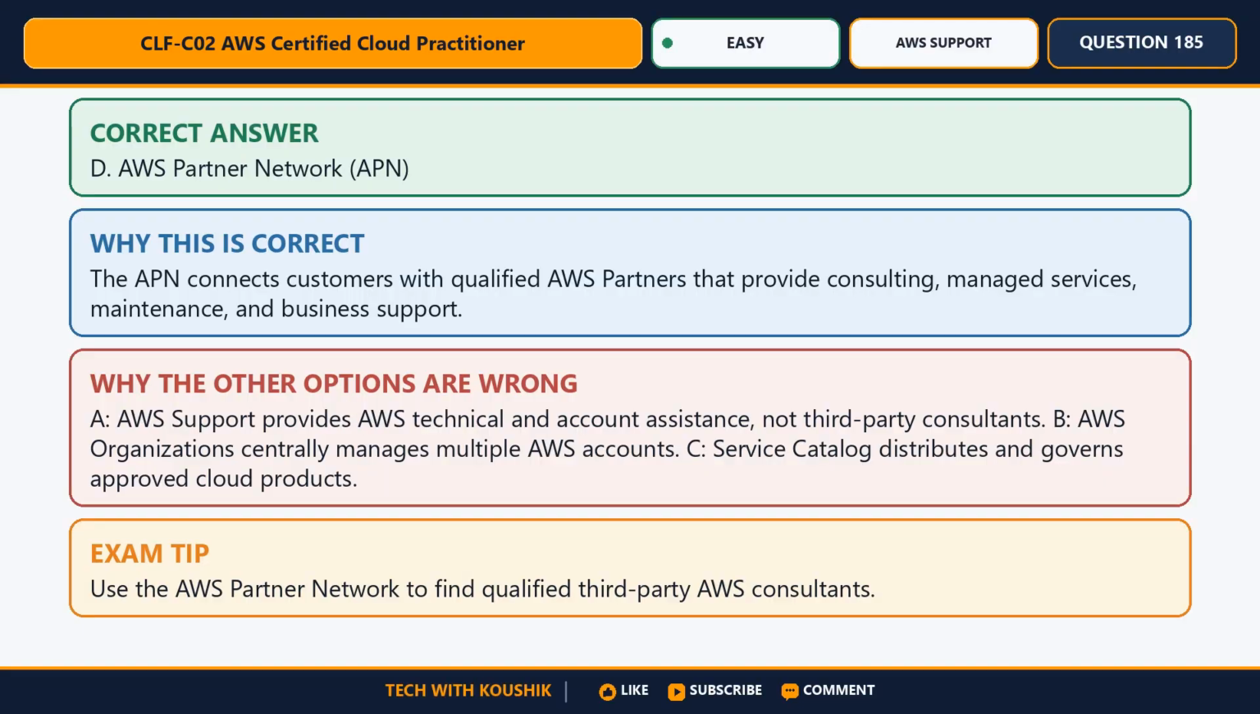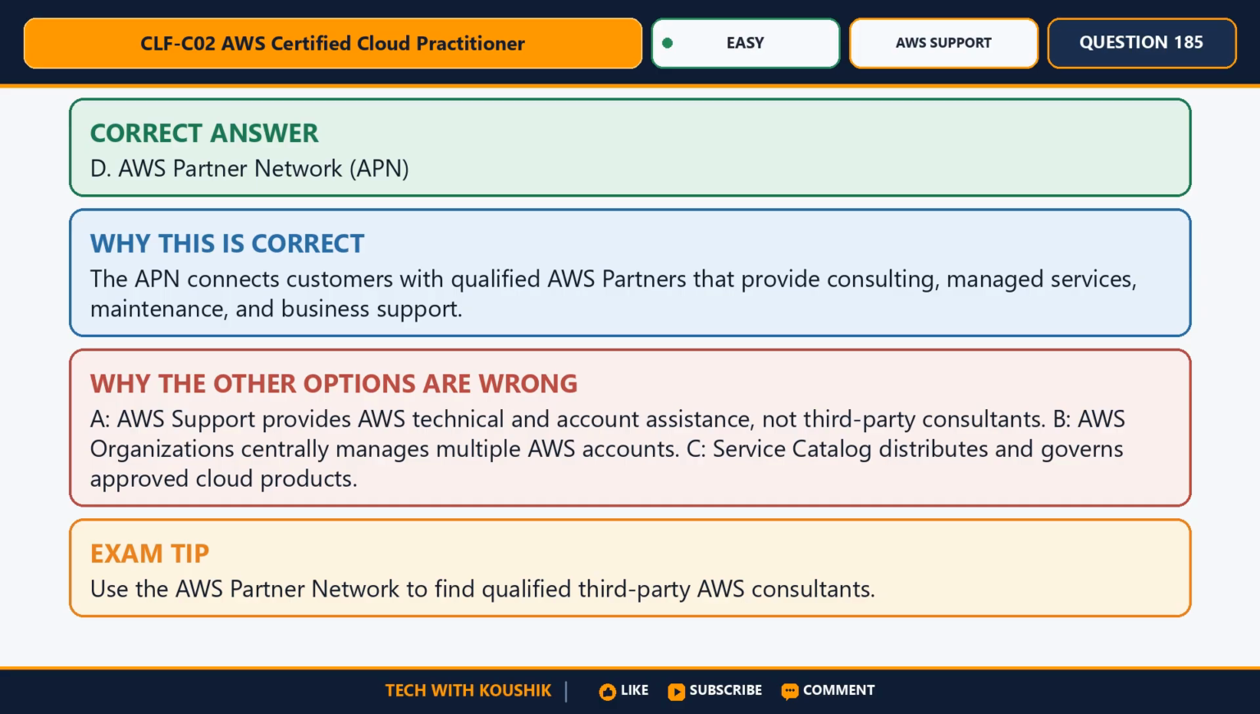The correct answer is D. AWS Partner Network, APN. Here is why. The APN connects customers with qualified AWS partners that provide consulting, managed services, maintenance, and business support.